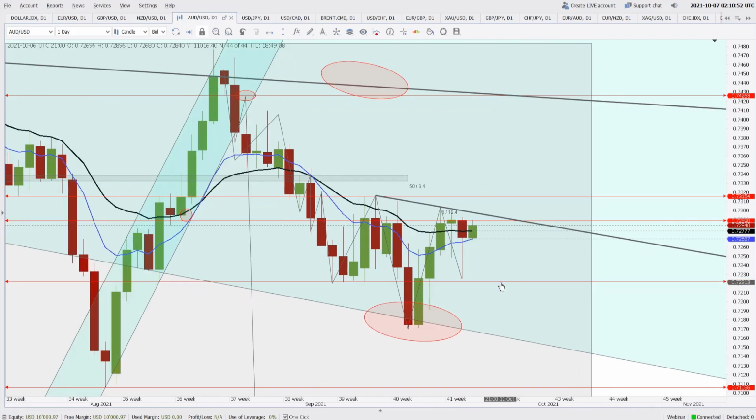So right now the price is trading between the resistance of 0.7289 and a support of 0.7221, and I'm expecting this resistance of 0.7289 to break today.